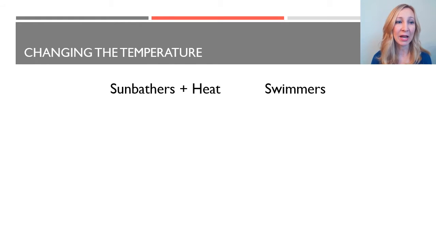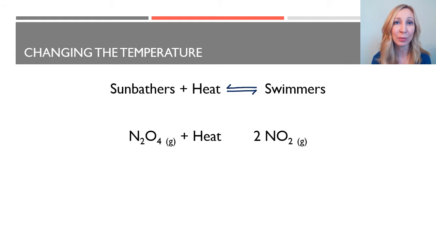plays in this reaction. If we have sunbathers and we add heat, they will become swimmers. So in every reaction you need to identify what role heat has. Is it required in the reaction or is it released? In my scenario of sunbathers and swimmers, heat is a requirement. Heat is almost a reactant. It is an ingredient. It's required. And this makes this an endothermic reaction. Anytime heat is required, you have an endothermic reaction.